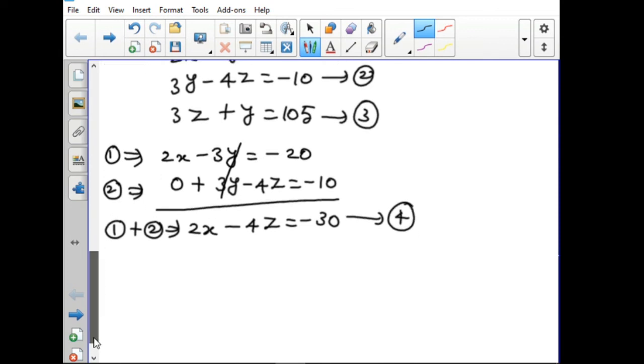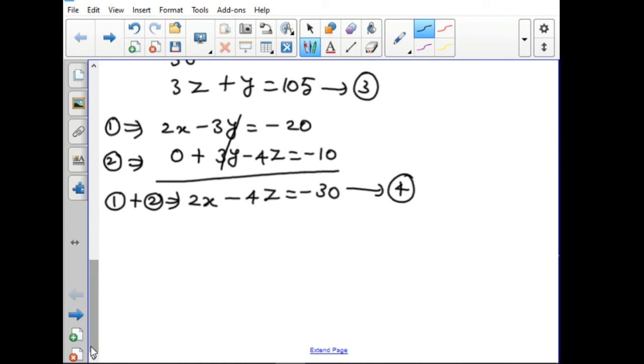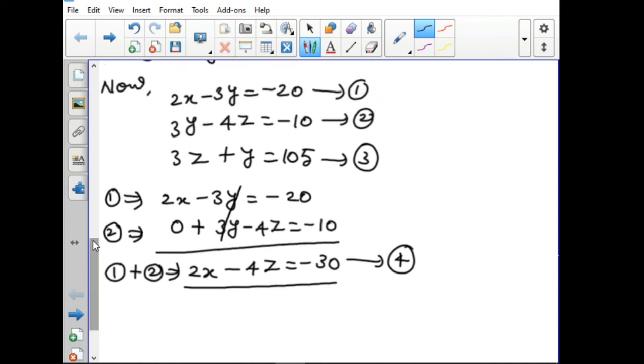Now we have to consider another two equations. 2x minus 4z equal to minus 30. And next, we take equation numbers 2 and 3. What is equation number 2? 3y minus 4z equal to minus 10. Equation 3 is 3z plus y equal to 105. Here in equation 2 the y term is 3y, but in equation 3 the y term is 1.